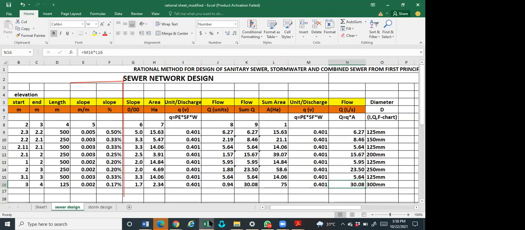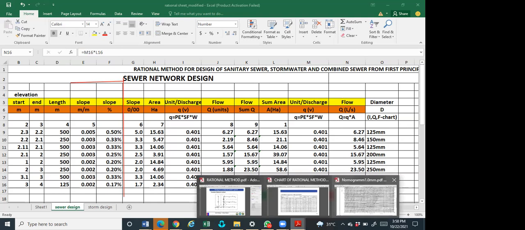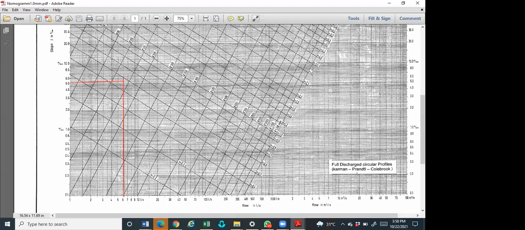That's why if you look at point H, the discharge is about 30 liters per second. If you now go to your chart, let's see what it is. I go to the chart, I go to 30. And this is 30 here. And what is the slope? Can somebody help me with the slope? What is the slope of the pipe? 1.7. Thank you, sir. So I come here. I go here to 1.7.